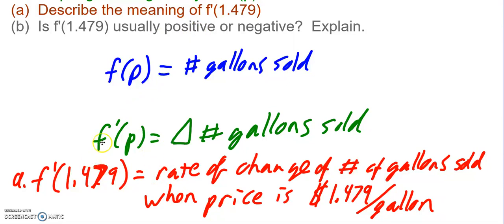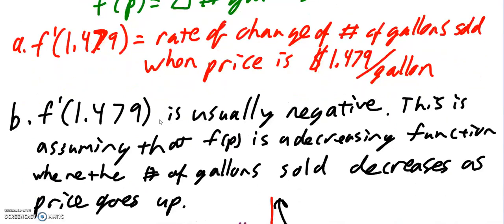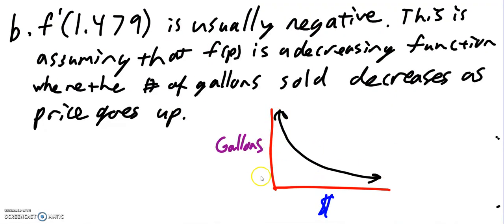But if we think about what this actual function looks like, the input to the function is price and the output is number of gallons sold. So if I think about that function, as price increases, the number of gallons sold is typically going to decrease. This is not exactly what the function might look like, but something like this, where this is price, this is gallons. As price is increasing, the number of gallons is probably going to decrease, because people usually buy less gas if it's more expensive.